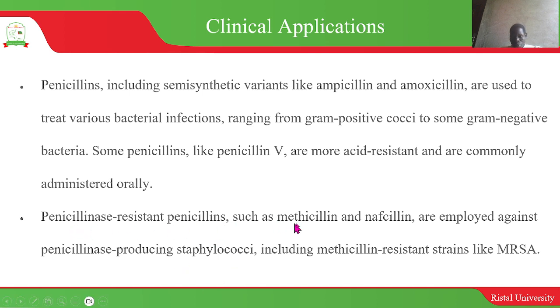Penicillinase-resistant penicillins such as methicillin and nafcillin are employed against penicillinase-producing staphylococci, including methicillin-resistant strains like methicillin-resistant Staphylococcus aureus. So you can read about MRSA, a form of Staph aureus, a bacteria that causes wound infection, and it's also one of those strains that are a bit resistant to some of these penicillins. But these other particular drugs, methicillin and nafcillin, will be effective for their actions.